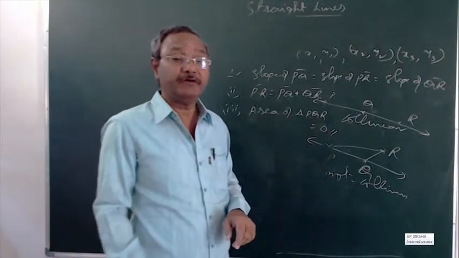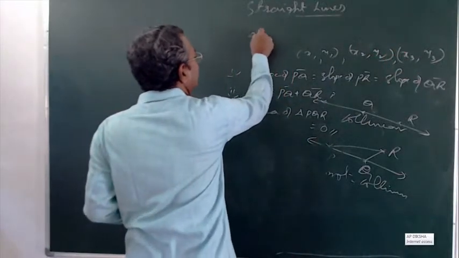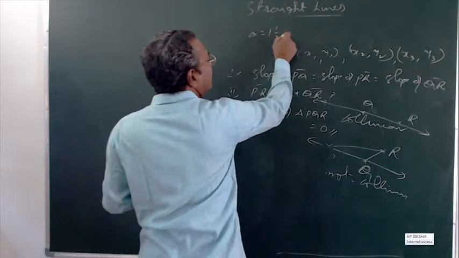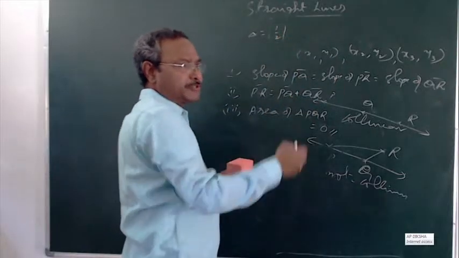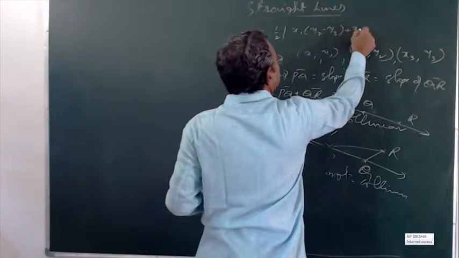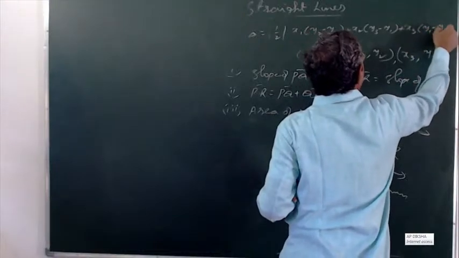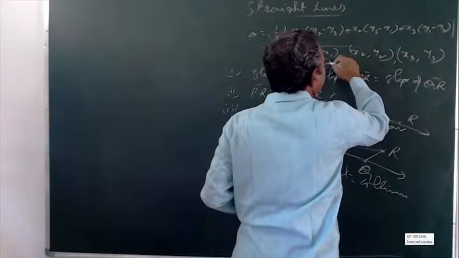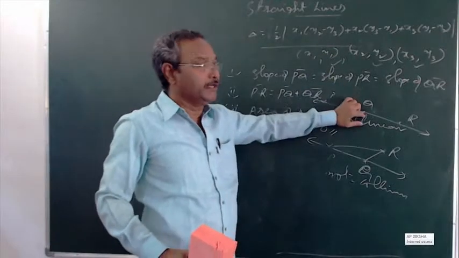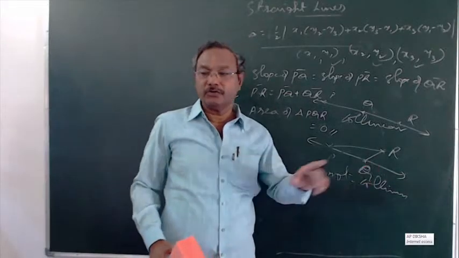And you know the formula for the area of the triangle with these 3 points as the vertices. You already know the formula. What is the formula for the area of the triangle? The symbol for the area of the triangle, that is delta, is half into modulus of x1 into (y2 minus y3) plus x2 into (y3 minus y1) plus x3 into (y1 minus y2). This should be the area of the triangle with these 3 points as the vertices. And if this area of the triangle is 0, the points are collinear. And if the area of the triangle is a positive quantity other than 0, the points are not collinear.